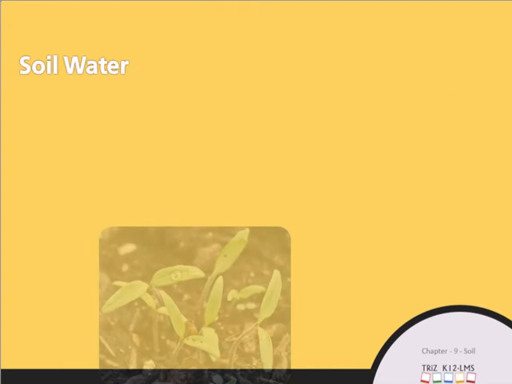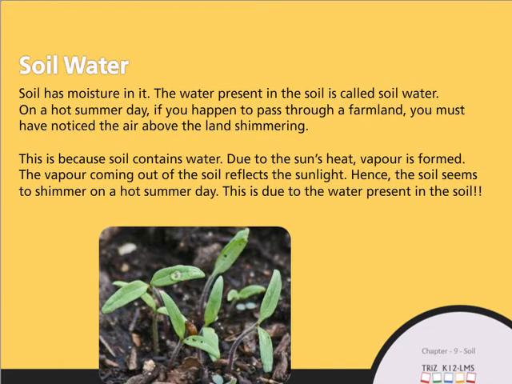Soil water. Soil has moisture in it. The water present in the soil is called soil water. On a hot summer day, if you happen to pass through a farmland, you must have noticed the air above the land shimmering. This is because the soil contains water. Due to the sun's heat, vapor is formed. The vapor coming out of the soil reflects the sunlight. Hence, the soil seems to shimmer on a hot summer day. This is due to the water present in the soil.